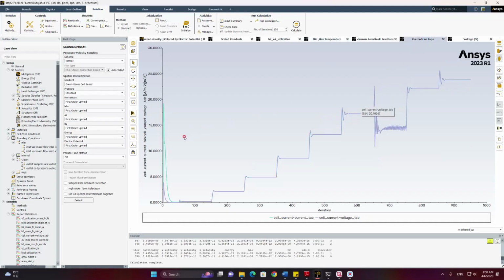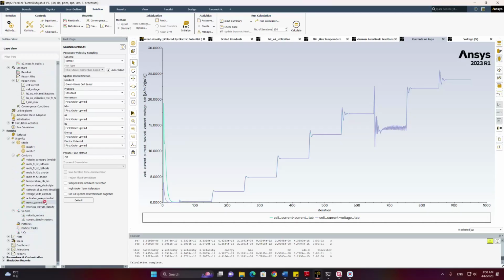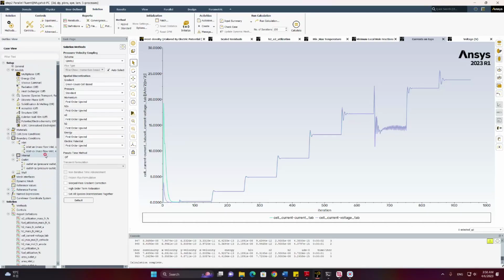So this demonstration concludes our SOFC tutorial. In the next session, we will continue by giving our own report definitions and the named expressions. Bye, and see you next time.